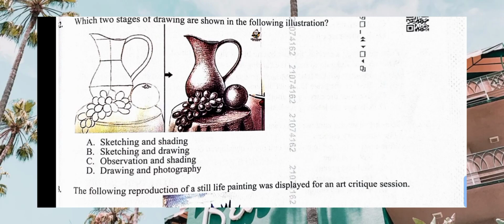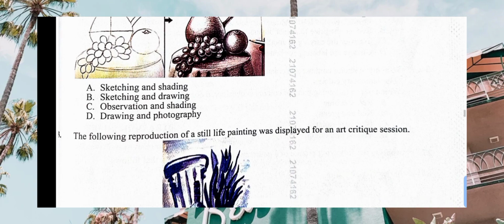We have sketching and shading. Sketching, drawing. Observation, shading. Drawing, photography. No, the correct answer will be sketching, where you draw a sketch like the first one, then shading in the next photo there.